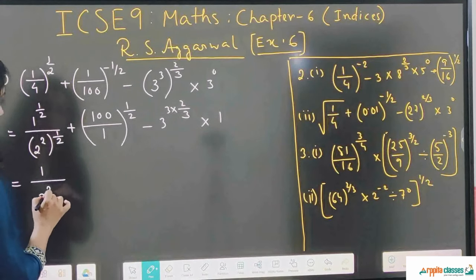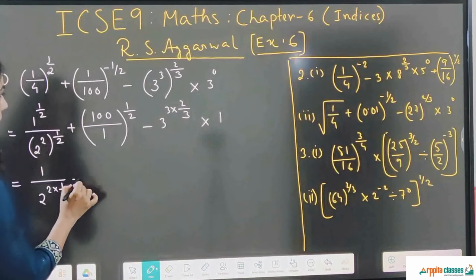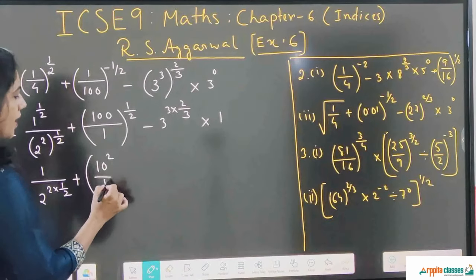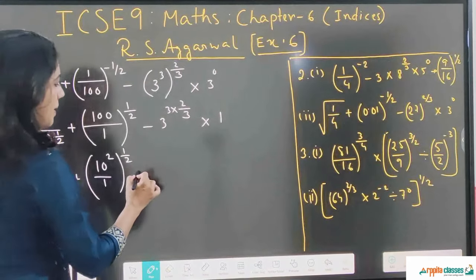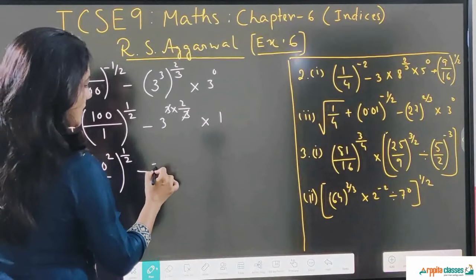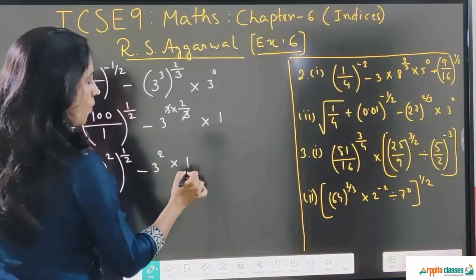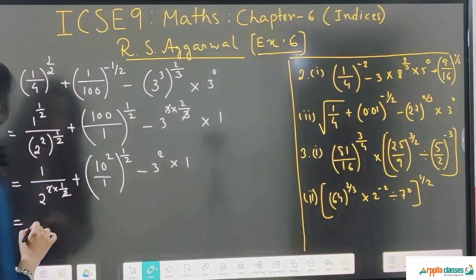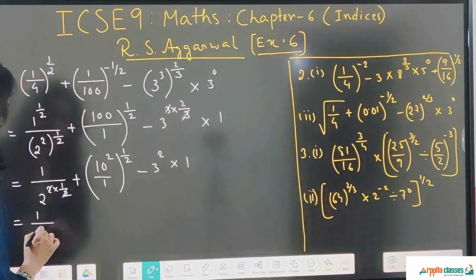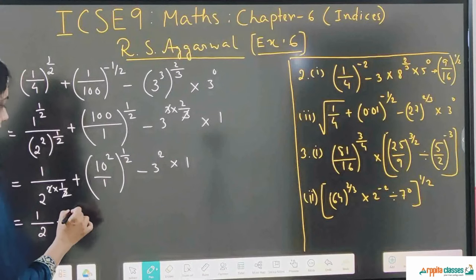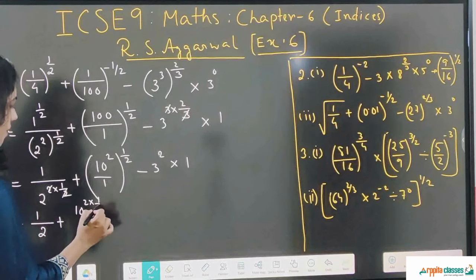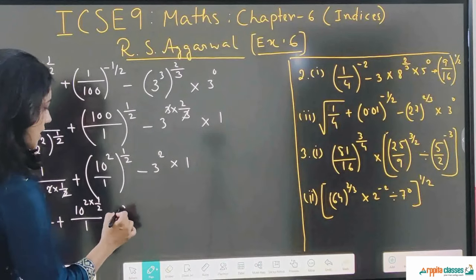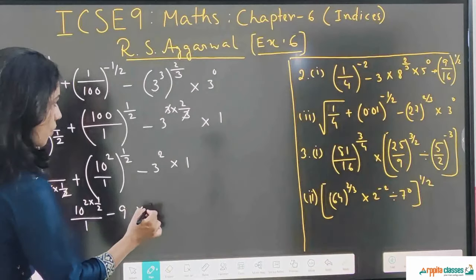This will be 2 to the power 2 into half plus 100 can be written as 10 square by 1 whole to the power half minus, here 3 and 3 gets cancelled, 3 square into 1. Okay. Next will be here 2 and 2 gets cancelled. So it is 1 by 2 to the power 1, that's 2 only. Plus this is 10 square into half divided by 1 to the power half is 1 minus 3 squared is 9 into 1.